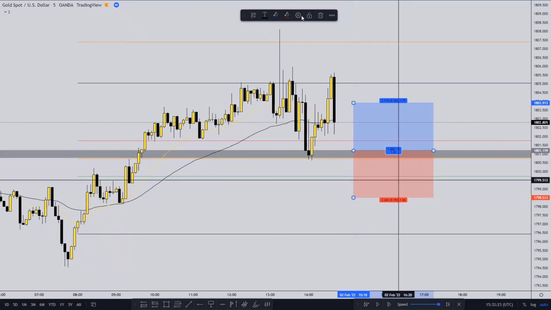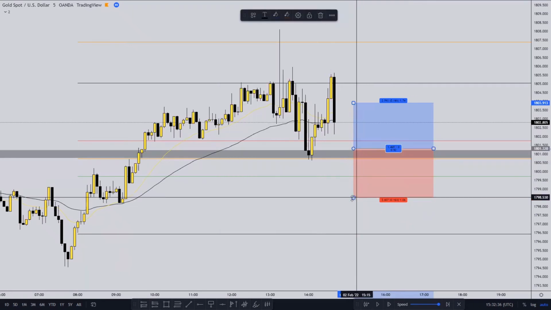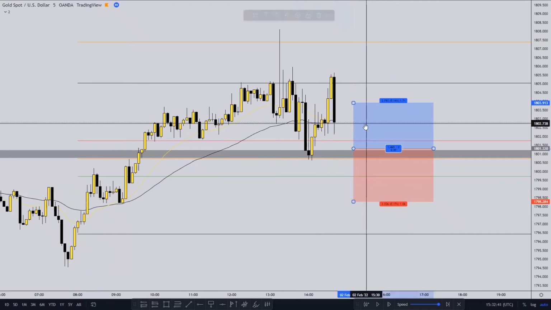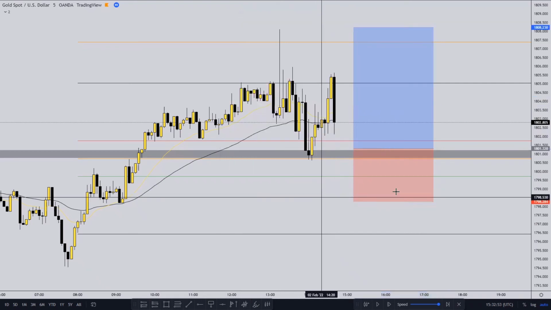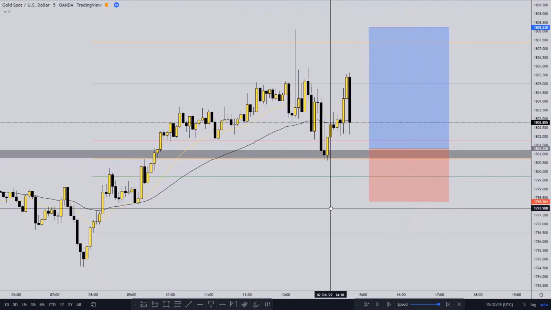My entry was at, and you would have seen in the screenshot in the beginning where exactly I entered. So I entered at 1801.32. As you can see, this was my entry with around 30 pip stops, and my TP was at 1808.23. Again, this is all recorded and screenshotted for proof, as you would have seen in the beginning, which gave us a nice 1 to 2 risk-to-reward on this trade.